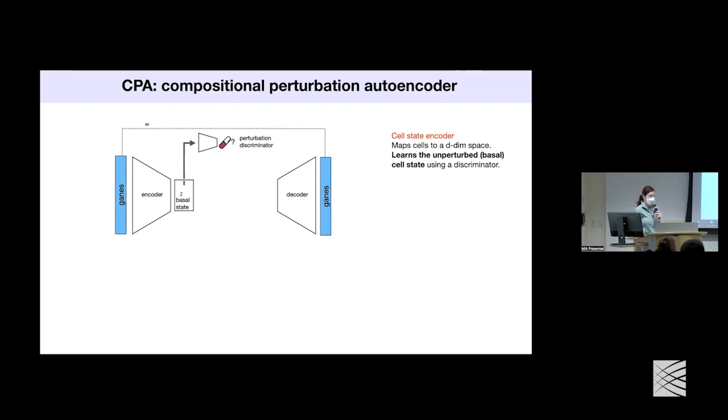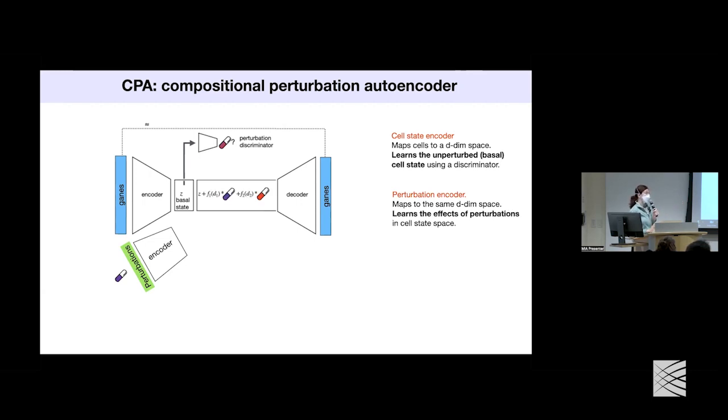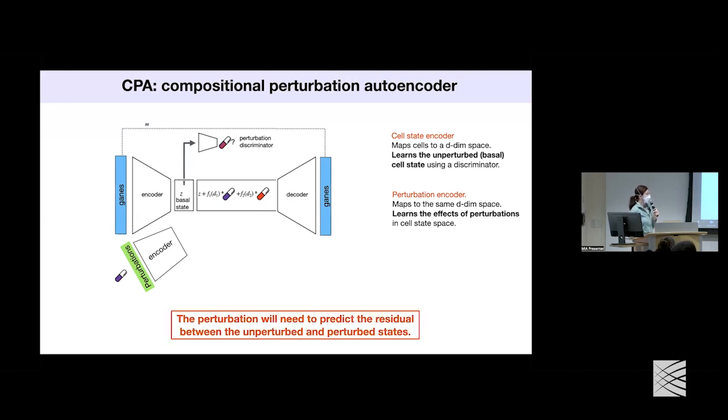And then the second component is that we will also have an encoder for the perturbations that maps to the same d-dimensional space, such that adding the effect of the perturbation in that space is then predictive of the total gene expression profile. So in this way, essentially the perturbation effect will need to be able to predict this difference between the unperturbed state and whatever the actual perturbed gene expression profile is. Does that make sense?